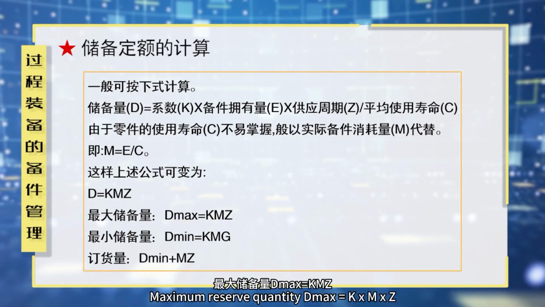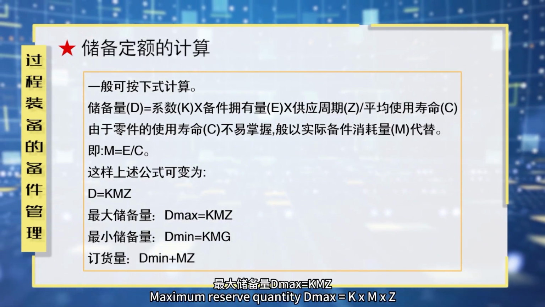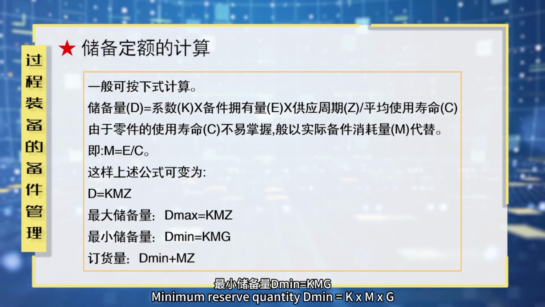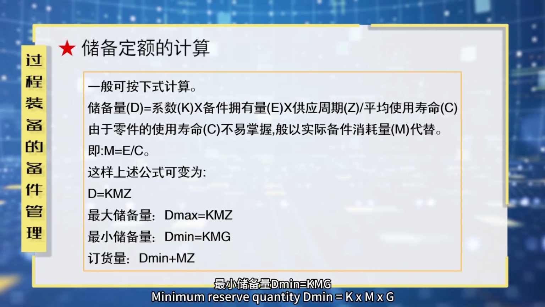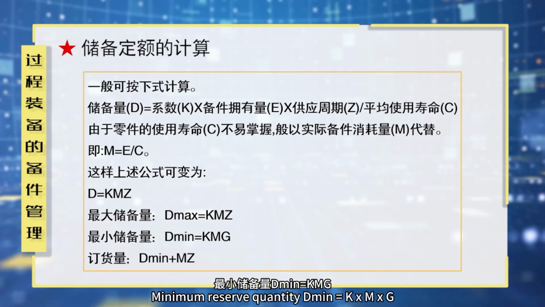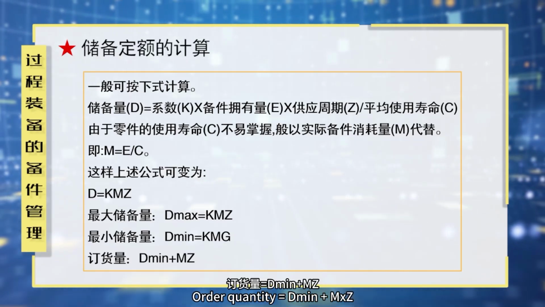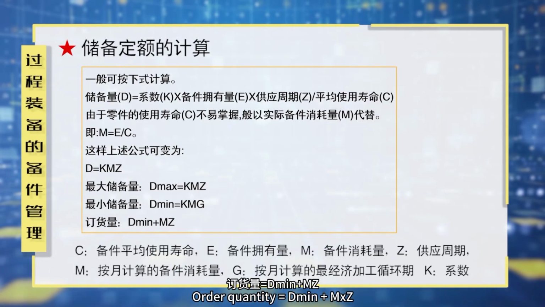Maximum reserve quantity Dmax equals K multiplied by M multiplied by Z. Minimum reserve quantity Dmin equals K multiplied by M multiplied by G. Order quantity equals Dmin plus M multiplied by Z.